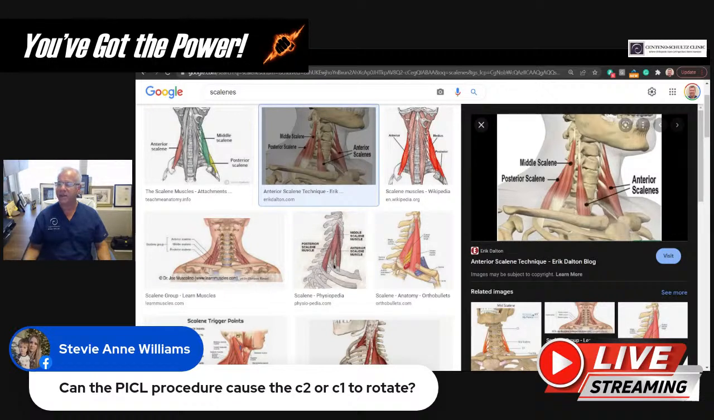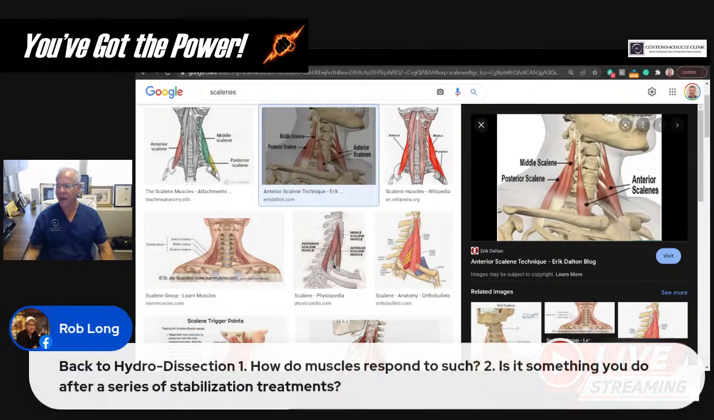Stevie Ann Williams, can PICL cause the C1 or C2 to rotate? Don't know how that would work. Again, the C1, C2 is rotating because of loose ligaments. So if we tighten those ligaments up, we'd expect to see less rotation. Now, it's certainly possible that the vectors for treatment, i.e. for NUCCA chiropractic or AO chiropractic, may change because the ligaments are tighter. But as far as causing rotation, we wouldn't expect to see that.